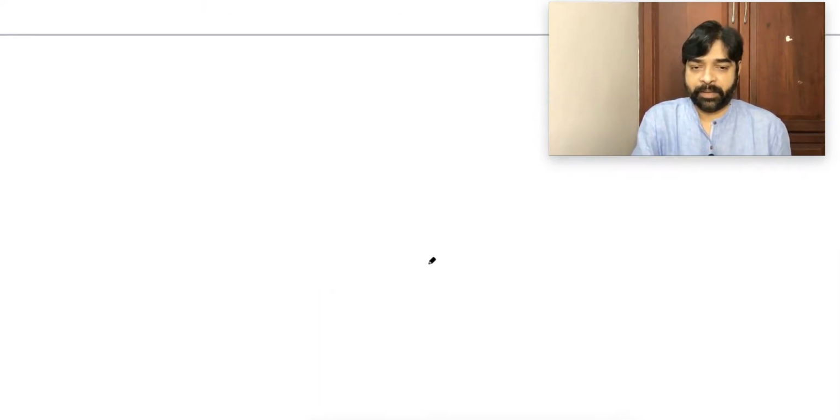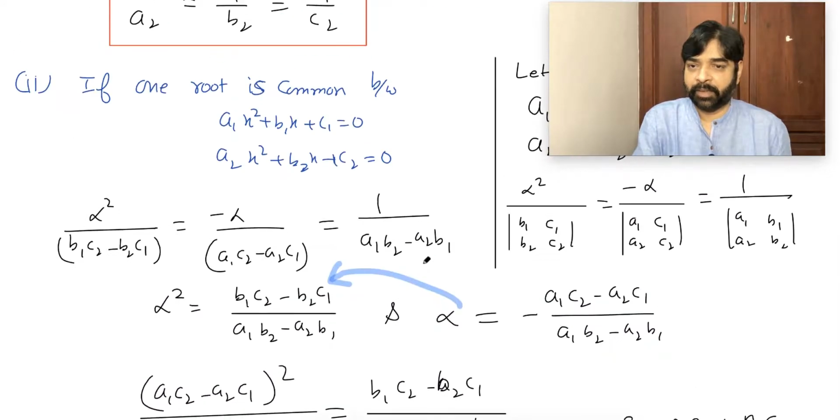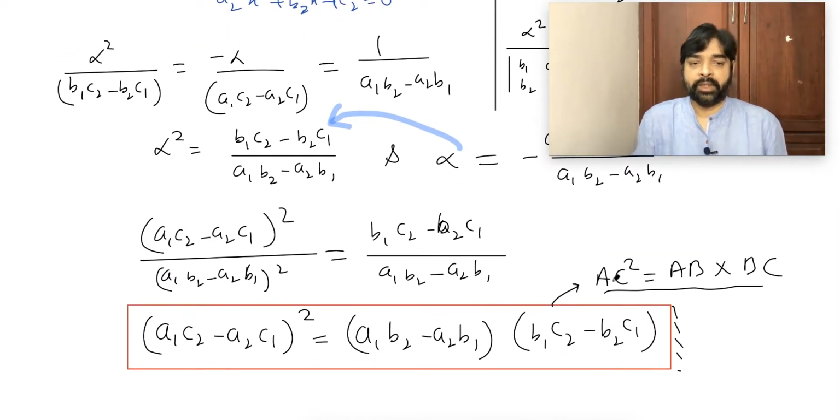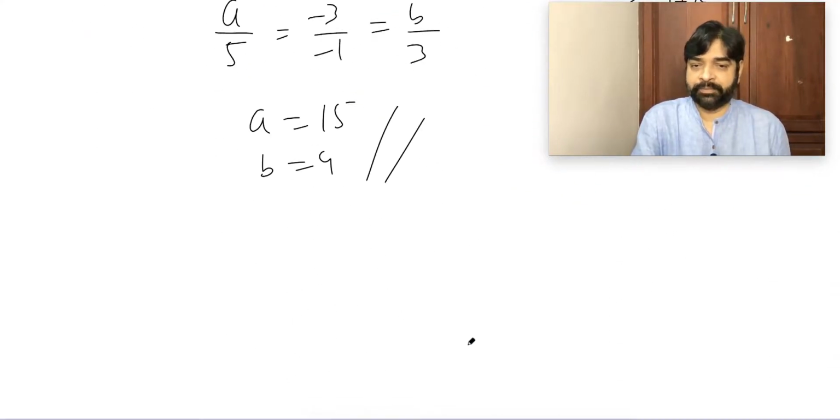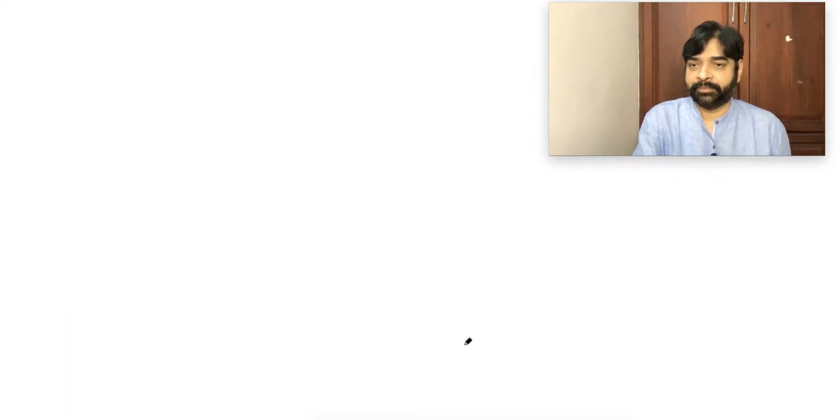So we derived the formula: AC square equal to AB into BC. There is no need of remembering this formula, we cannot remember it. The only thing is the procedure we have to follow whenever the question comes. Now, this was the basic of quadratic.